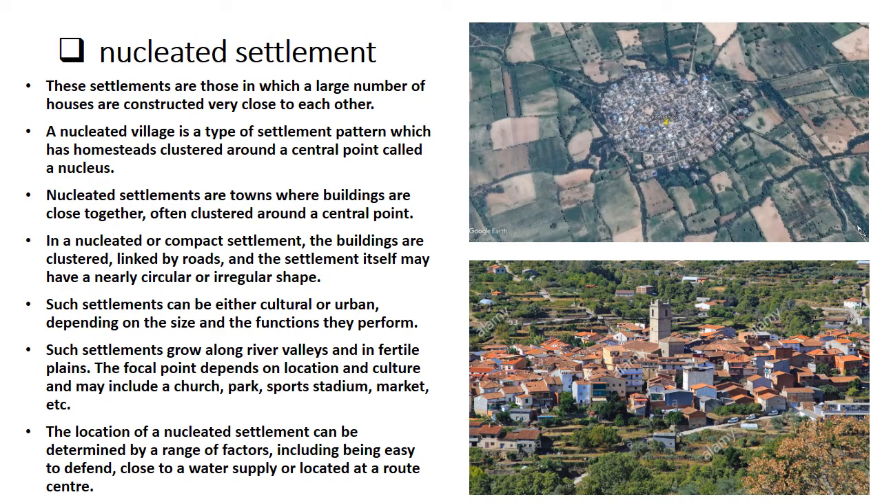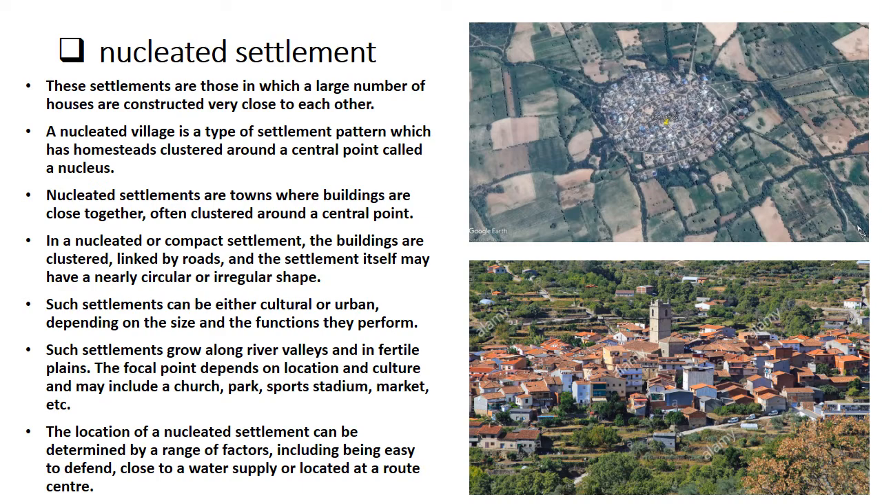A nucleated village is a type of settlement pattern which has homes clustered around a central point called a nucleus. There is a central point which is called the nucleus, and around that central point all the houses are surrounded and they are very densely populated. Nucleated settlements are towns where buildings are close together, often clustered around the central point. So these are the cities, these are the towns where all the buildings are very close to each other.